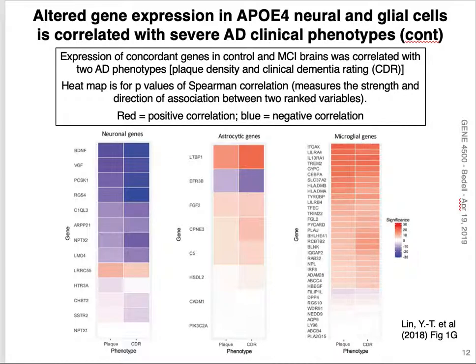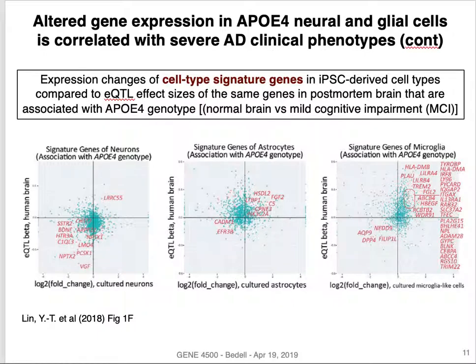Yes? Could you just go over how to interpret each one of these? Yeah, so each panel is for a separate differentiated cell type derived from iPSCs.